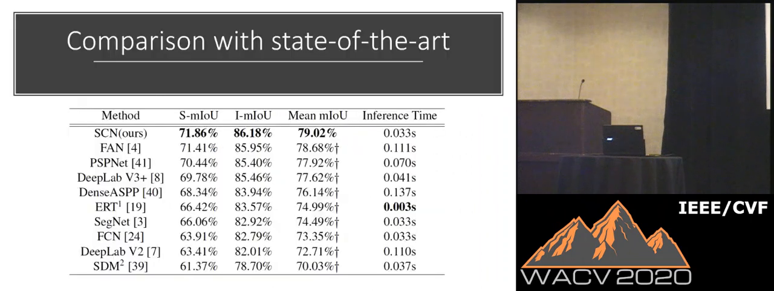Experiment results on our dataset show that our proposed method achieved higher IOU accuracy than state-of-the-art methods in both semantic segmentation and landmark localization. It is also faster than most deep methods.